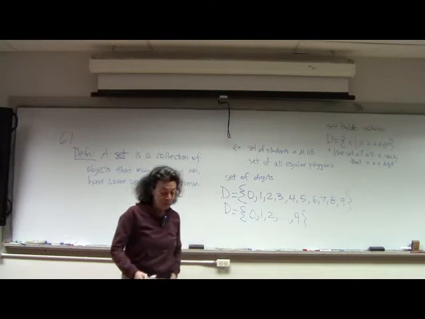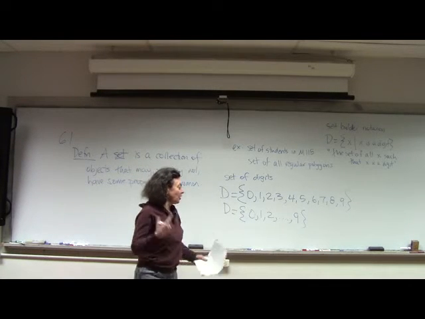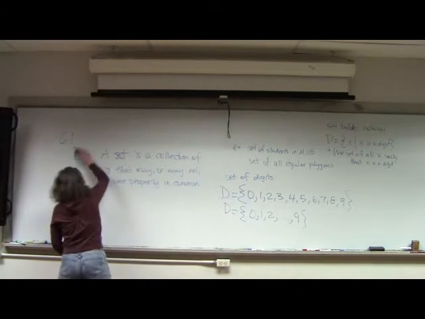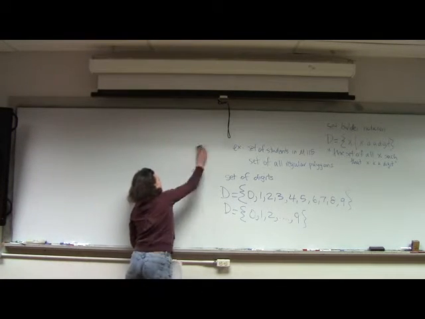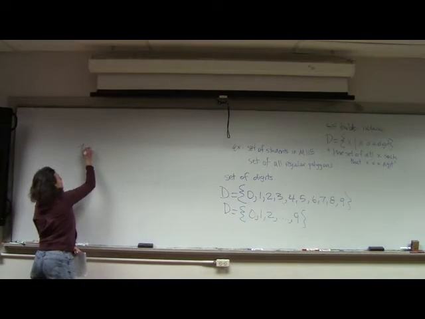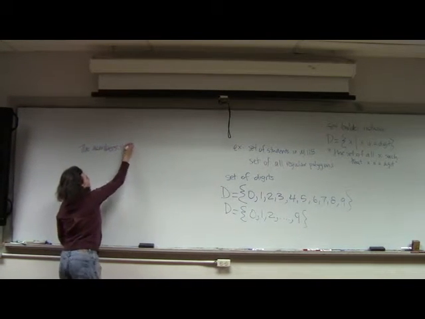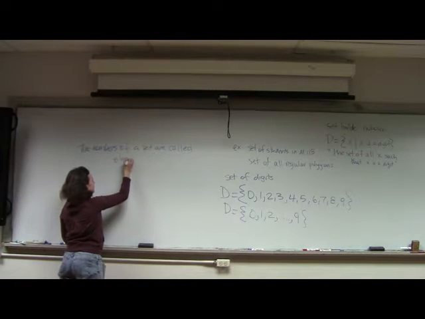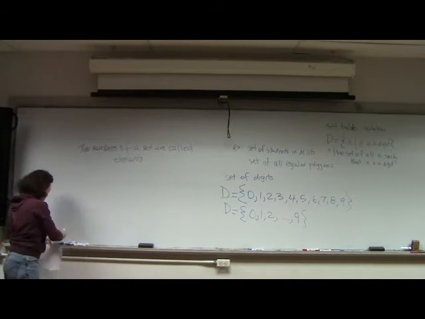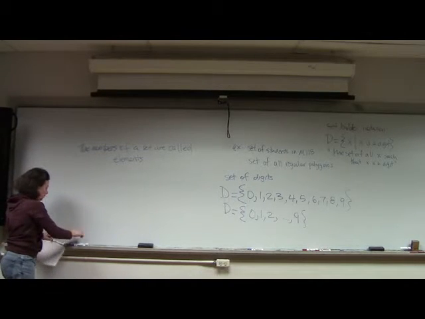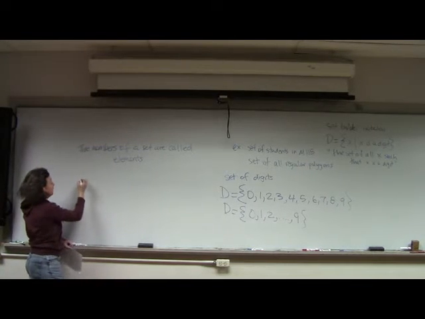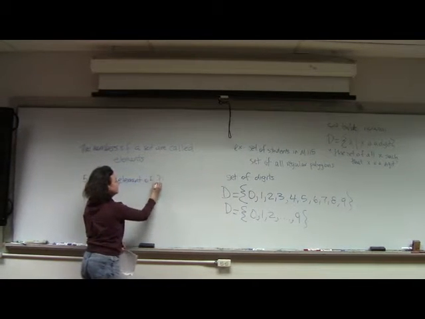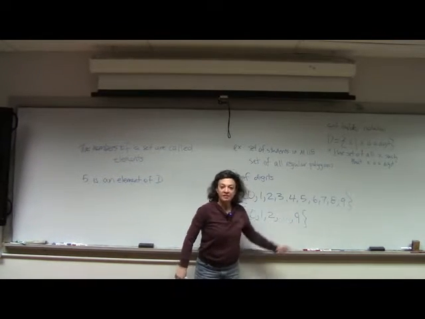Okay? So while I'm on this note, and I caught myself saying it, when we talk about the members of a set, there's actually a name for that. Okay, so the members of a set are called elements. Alrighty, so for example, with our set of digits, I think you'll grant me that 5 is an element of D, because 5 is a member of my set of digits.